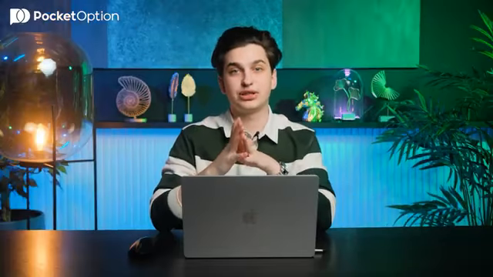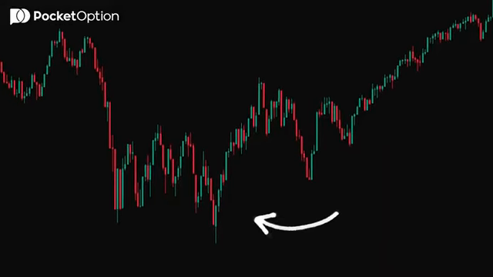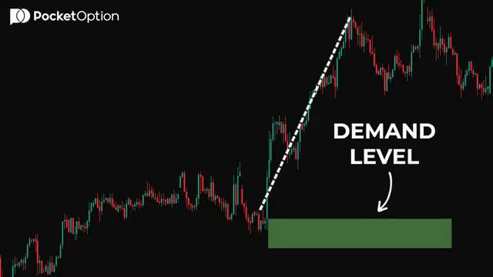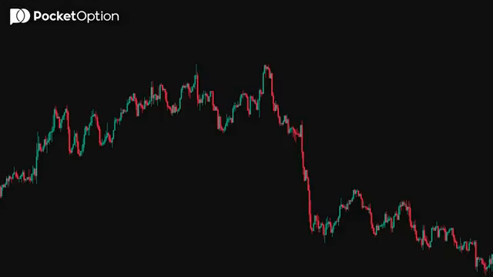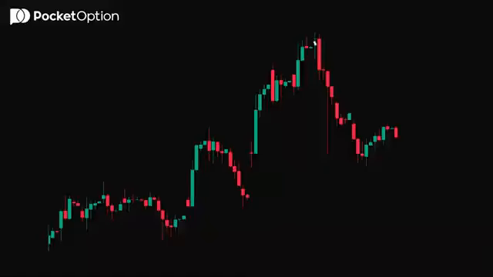The simplest way to identify supply and demand zones is to look at the area right before a sharp price movement. For example, if the price makes a sharp move upward, the area before the rise is called a demand level. Similarly, if the price makes a sharp move downward, the area right before this drop is called a supply level. Returning to our original example, you can notice this impulsive downward movement.